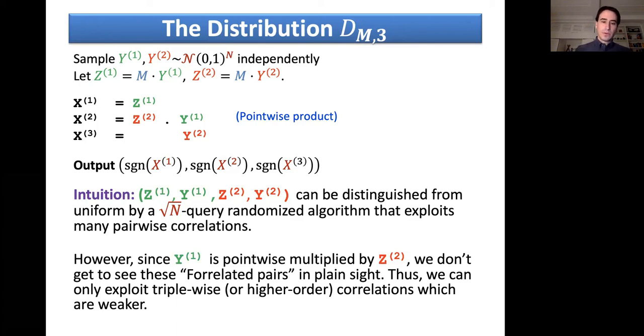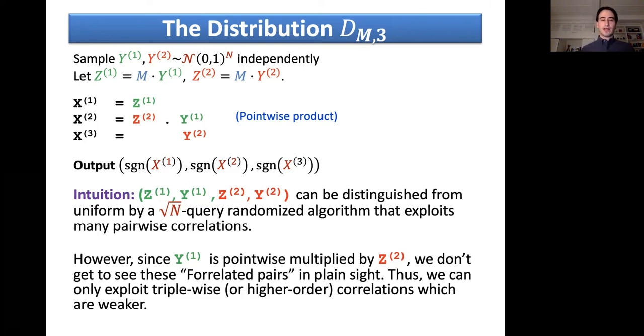The quantum query algorithm that can distinguish Y1 and Z1 from the uniform 2 vectors relies on many pairwise correlations between these vectors. However, when we multiply Y1 by Z2, these pairwise correlations disappear, and we are only left with threewise correlations, or correlations that involve more than 3 coordinates. And in fact, these threewise correlations are much weaker than the pairwise correlations.